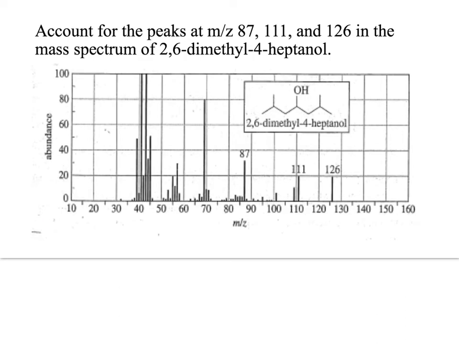Account for the peaks for the mass to charge ratio of 87, 111, 126 in this spectra below. So this has a molecular weight of 144. Yes, so C9H20O, if you calculate it all up, it has a molecular weight of 144. But we don't see a 144 here. So you have to ask why.